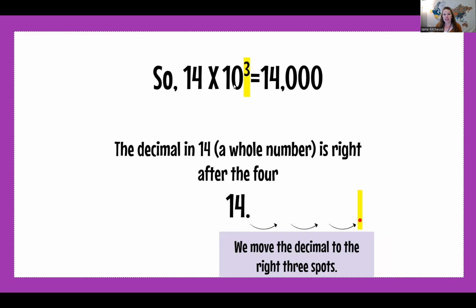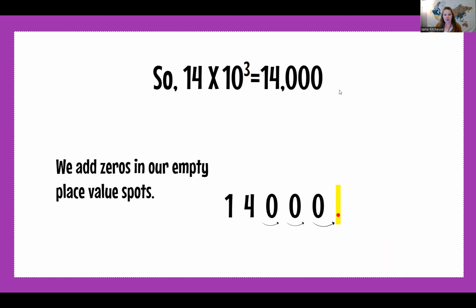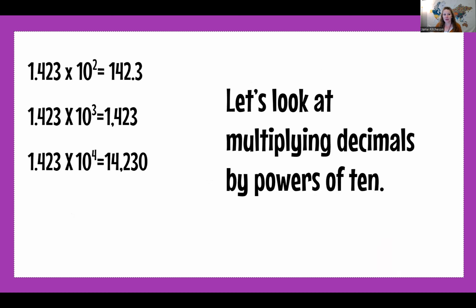So 14 times 10 to the third power is 14. Move our decimal 1, 2, 3 places, and we would put the decimal at the end. That means we'd have to add 3 zeros. So the answer would be 14,000.